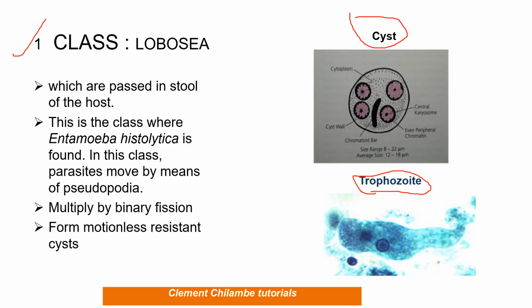So look at the trophozoite and look at the cyst here. Look at the cyst, by the way. In the cyst, we have the cytoplasm there. Then we have the cyst wall. Actually, the cyst wall is the first one. Then the chromatoid bar, we talk of genetics here. And then we have the cytoplasm, the central karyosome, and even the peripheral chromatin.